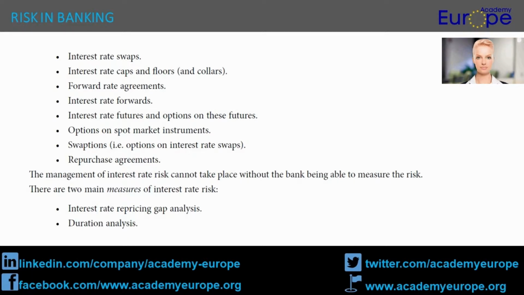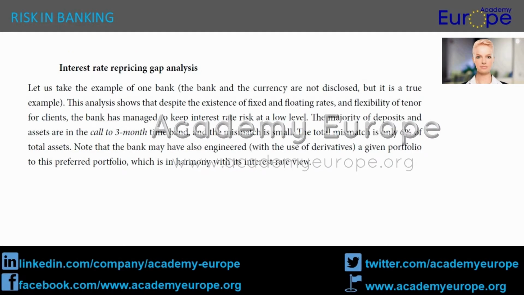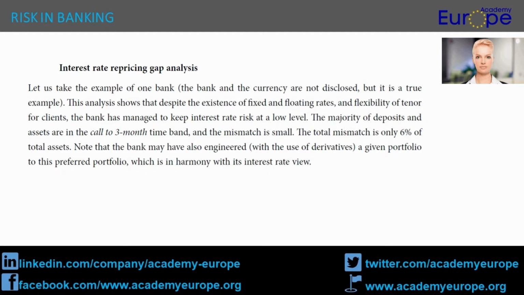The management of interest rate risk cannot take place without the bank being able to measure the risk. There are two main measures of interest rate risk: interest rate repricing gap analysis and duration analysis. Interest rate repricing gap analysis. Let us take the example of one bank. The bank and the currency are not disclosed, but it is a true example. This analysis shows that, despite the existence of fixed and floating rates, and flexibility of tenor for clients, the bank has managed to keep interest rate risk at a low level.